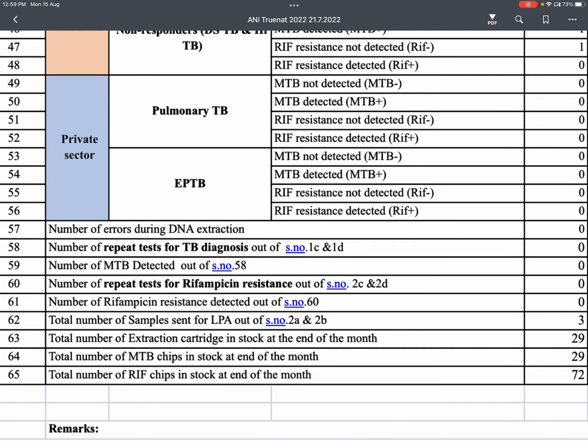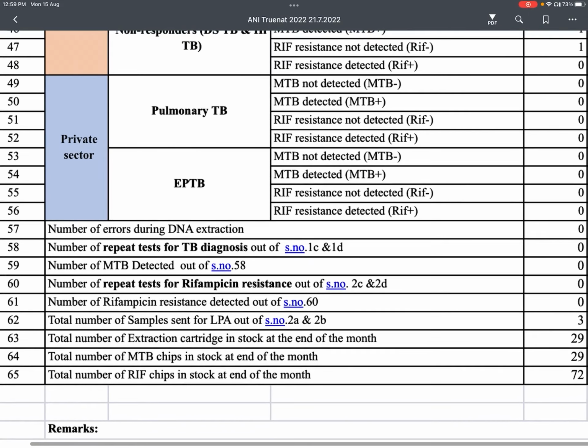Okay, so then the samples which you have sent for LPA, 2A and 2B, then after that 63, 64 and 65 are stock: your extraction cartridge stock, and your MTB chip stock and ref chip stock. Okay? So like this you have to compile your TrueNat monthly indicator at the end of the month.